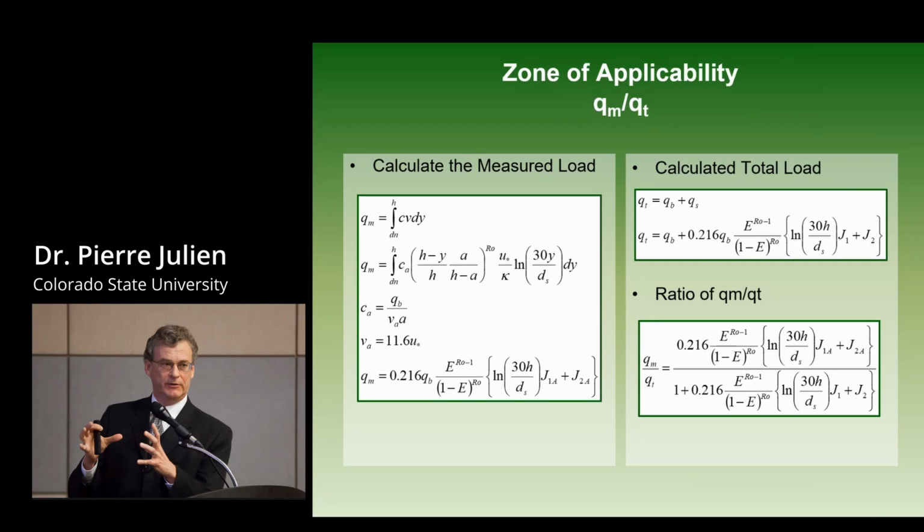Now that's the ratio of what you measure to the total. So now the measured will never be greater than the total. That's impossible with this method here. And you get the same type of relationship as before, h over d_s, the E again, the Rouse number, and those integrals that are a function of the Rouse number.